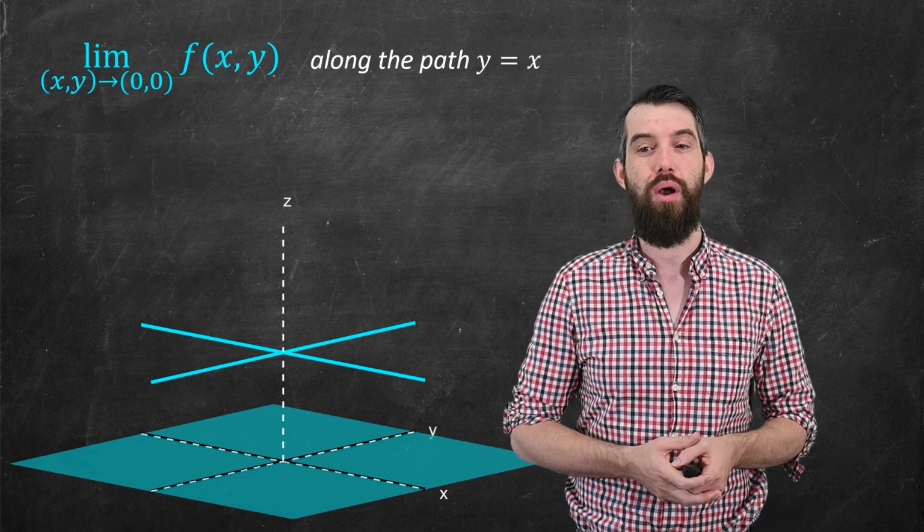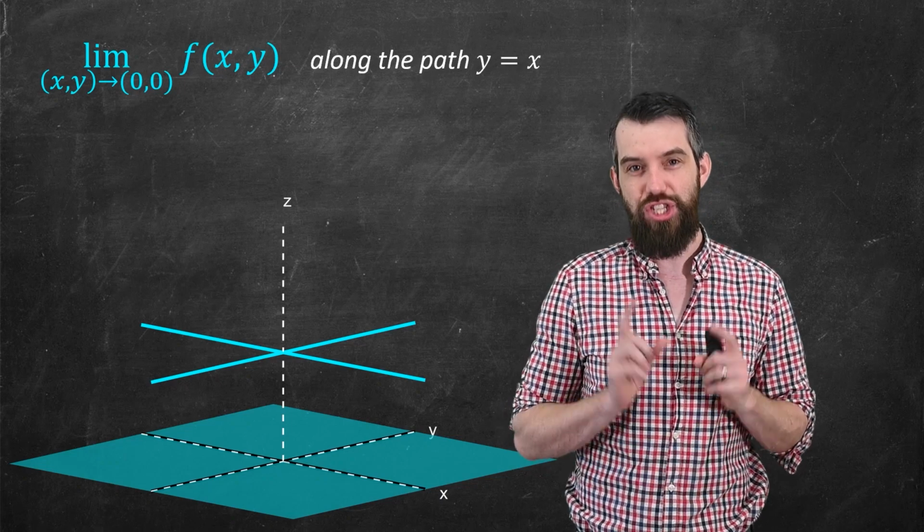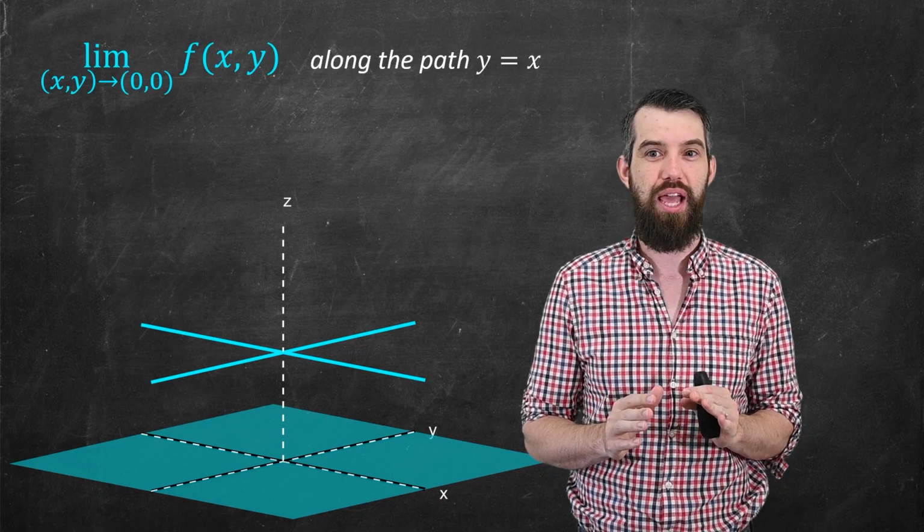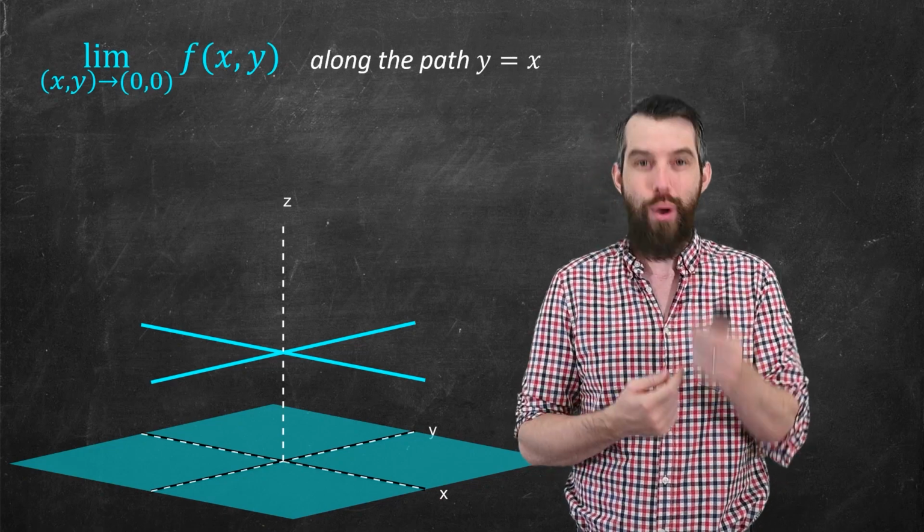Okay, let me do a different path though. Now I'm going to take the path which has changed to be y equal to x instead. So these are numbers like (1, 1), (half, half), (0.1, 0.1).